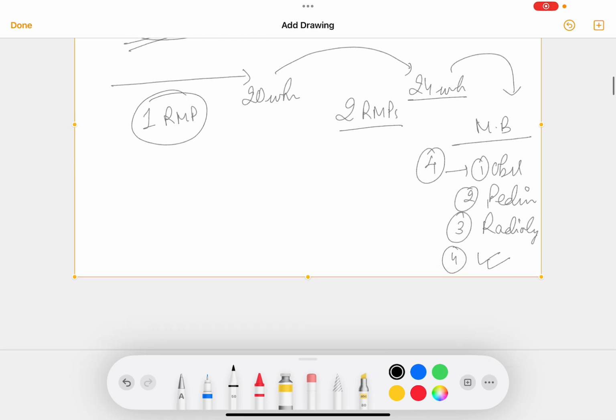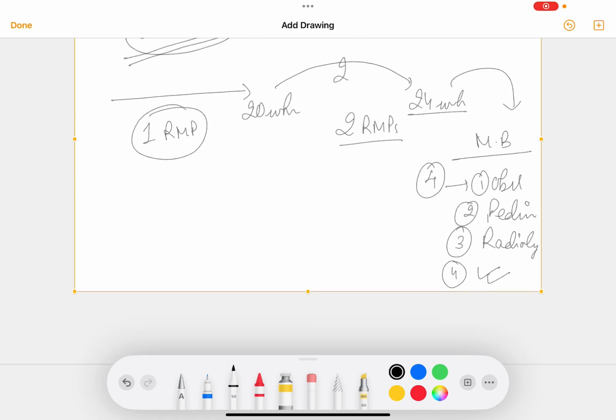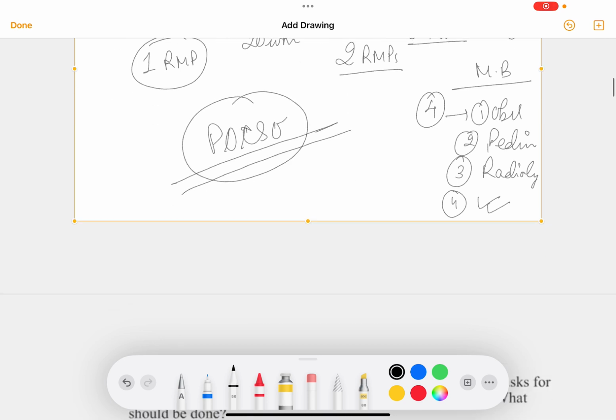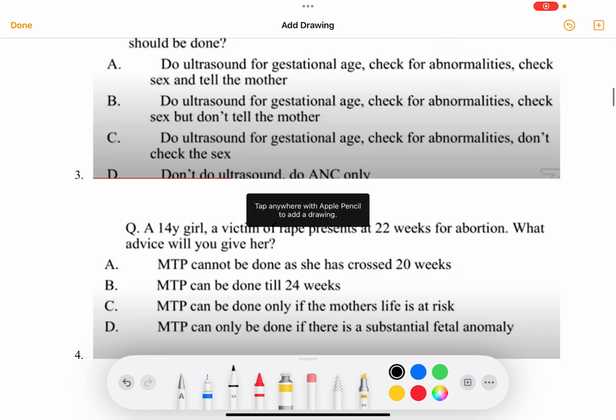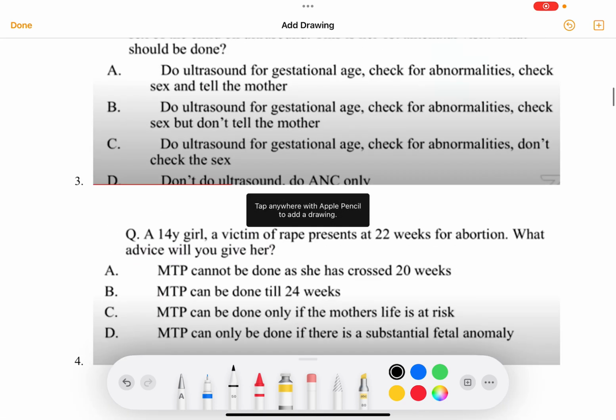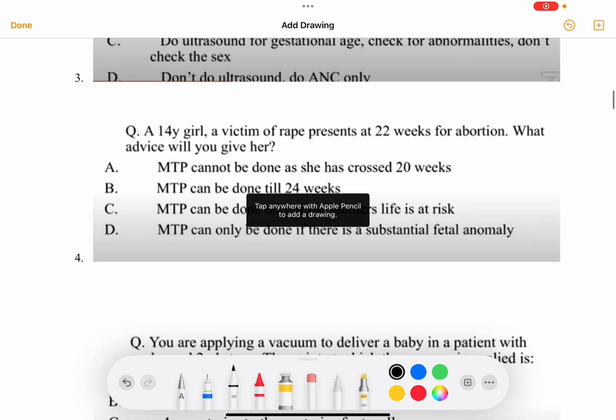So basically this patient has come to us at 22 weeks period of gestation. Of course MTP can be done, but this will come under the POCSO Act, that is the Protection of Children from Sexual Offences Act. Under the POCSO Act and MTP Act, you can do the MTP of that patient, and the answer will be option 2, that is MTP can be done up to 24 weeks of gestation, and 2 registered medical practitioners will be required. So a very easy question.